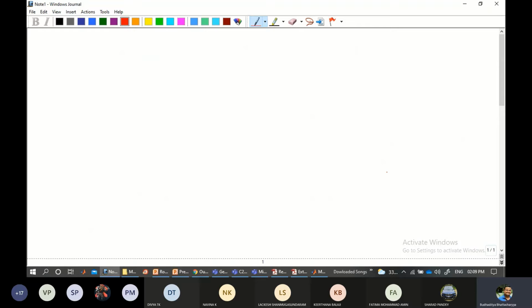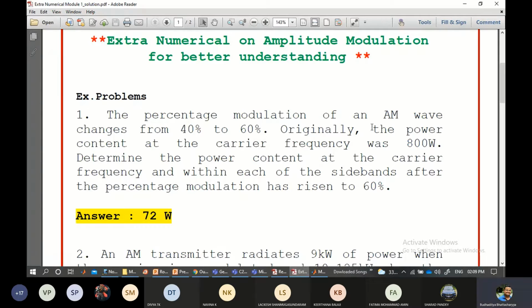So what I will do is start writing over here separately. This is question number one, the numerical given. Our m is given as 0.4 and it has gone to m equal to 0.6. So this is what the 40 to 60% means. Now the question: originally the power at the carrier frequency was 800 watts, and it asks us to find the new carrier power as well as the sideband power at 60% modulation.